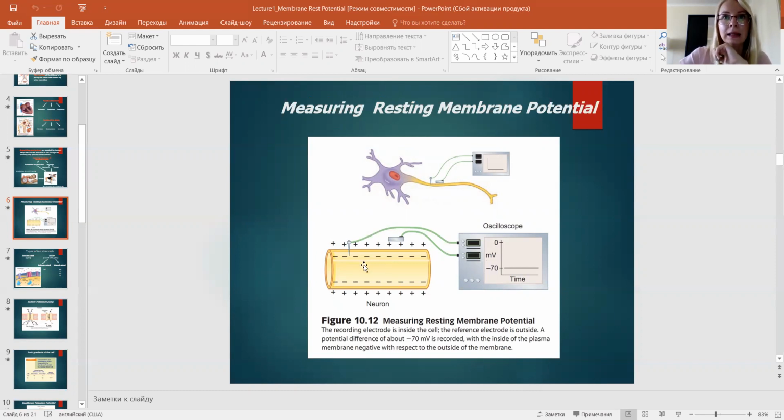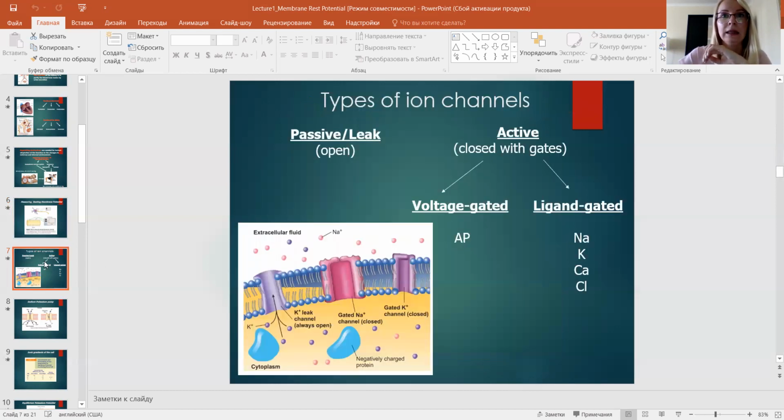At the same time, the negative charge will predominate inside the cell and positively charged ions will be located outside of the membrane. So how can we explain this asymmetry of the charge across the cell membrane? In order to explain this, we have to discuss some features of functioning of the cell membrane. First, different types of ion channels, and second, the sodium-potassium pump.